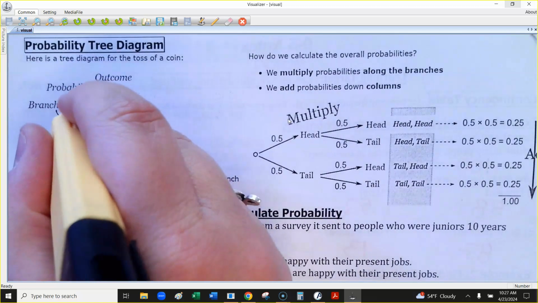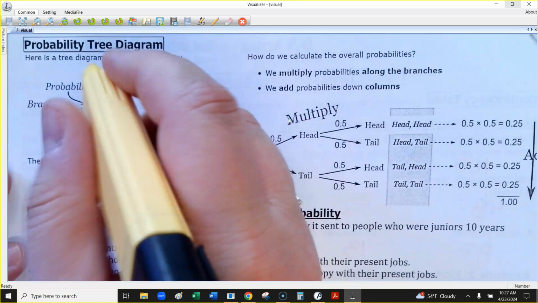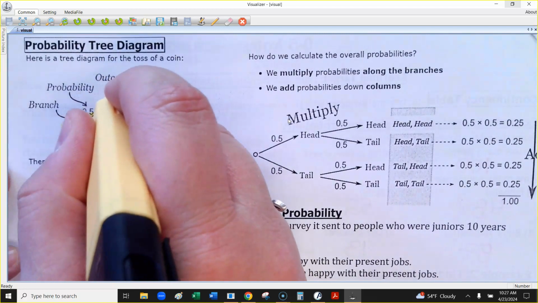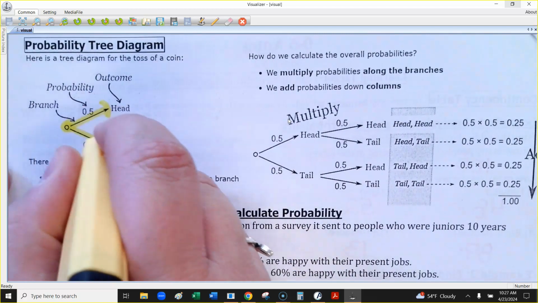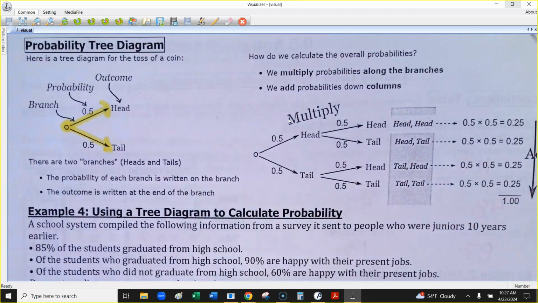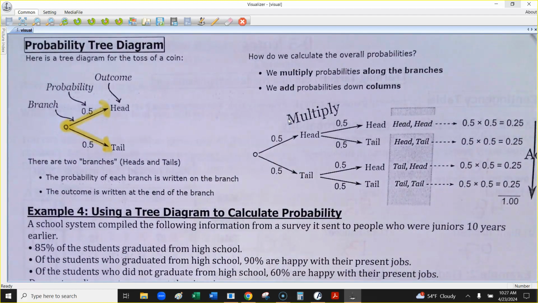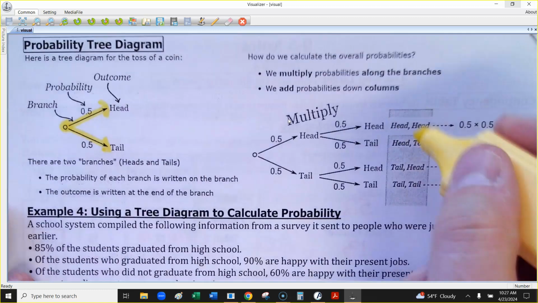Basically, you start here, we're going to flip a coin. So there's only two outcomes that can happen if I get a coin flipped, and that's heads or tails. And what they do is they write the probability along the line, and then whatever the outcome is at the end of it. Okay, now, if you want to come over here, this one's a little bit more complicated.